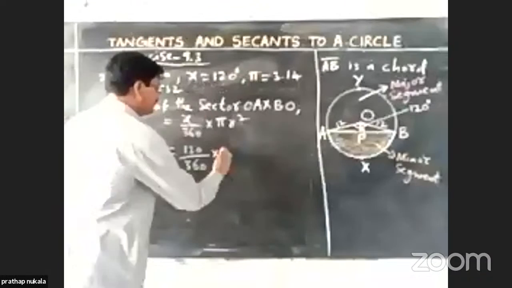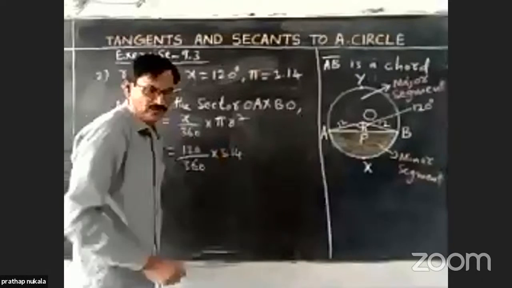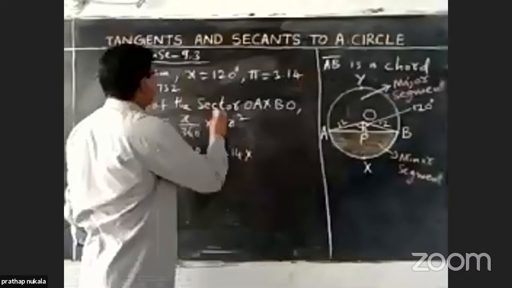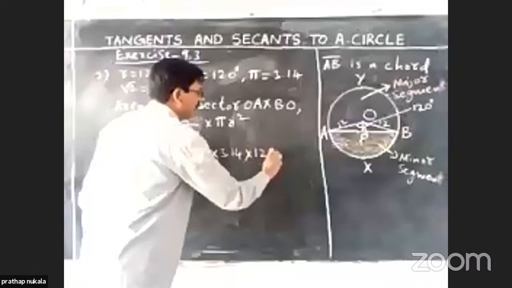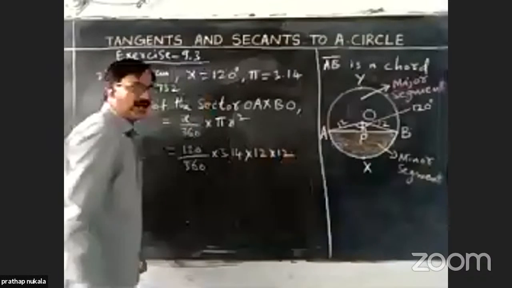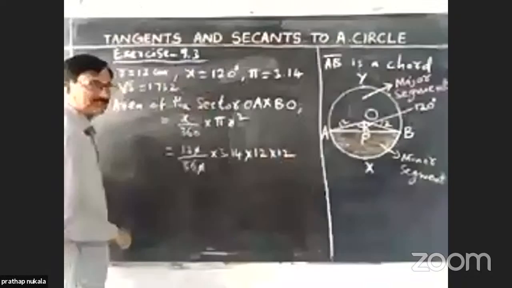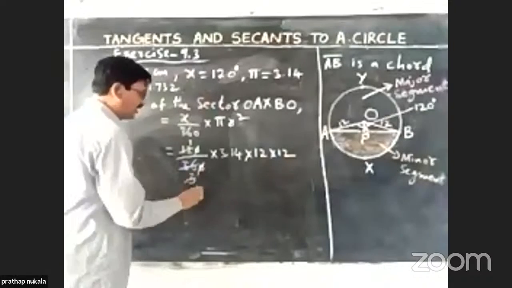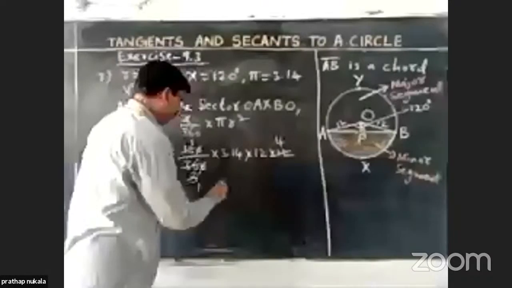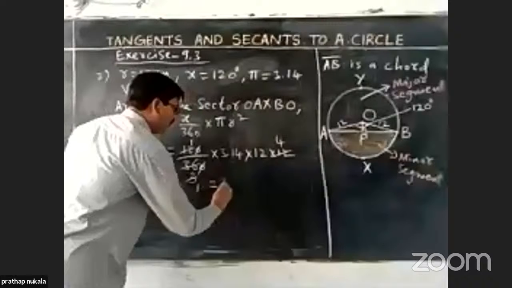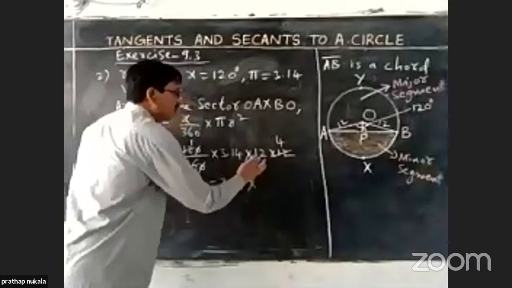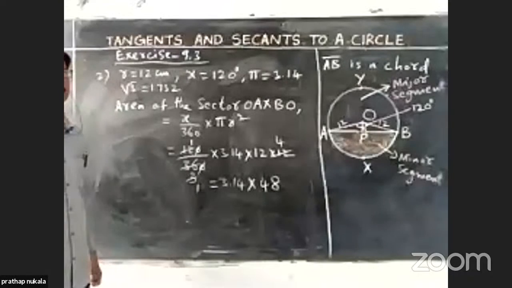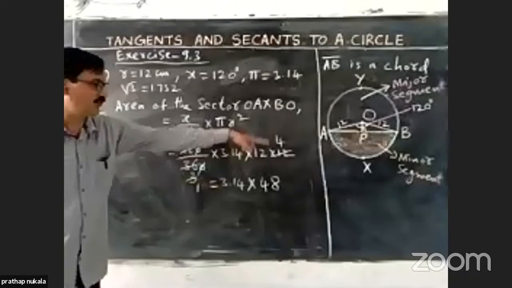Pi can be used as 3.14, and r square. What is r? It is 12. R square means 12 into 12. Now the zeros get cancelled. 12 ones are 12, 3 times 12 is 36. Next, 3 ones are 3, 3 fours are 12. The remaining factors are 3.14 into 12 fours are 48.